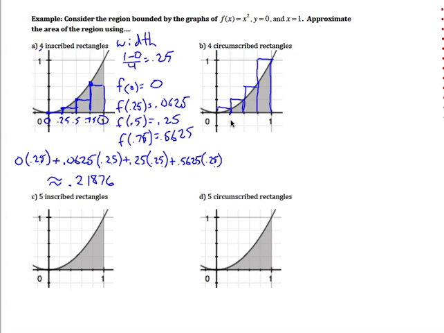Now fortunately for us, we're going to go ahead and find our heights at 0.25, and then we'll use that for this rectangle. At 0.5, that'll be used for this rectangle. 0.75, that'll be for this rectangle. And then 1 is going to be for this rectangle. Okay, notice our width did not change. It's still 0.25. So we need f of 0.25, f of 0.5, f of 0.75 and f of 1.